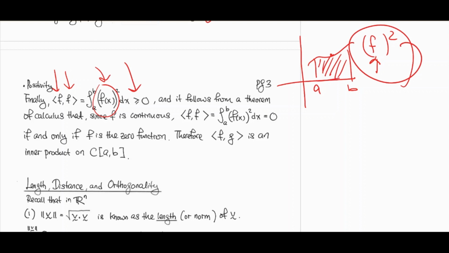And if this area is 0, then this function has to be 0 because we are talking about continuous functions here. So if you have non-negative continuous functions which have area 0, then the function itself has to be 0. So we see that if this thing here is 0, then your f has to be the 0 function, otherwise it would not work. You see what I'm saying?